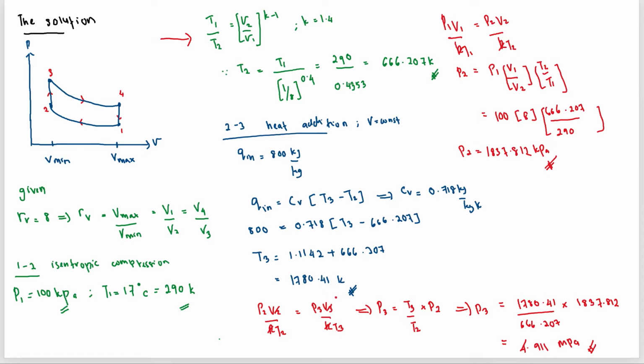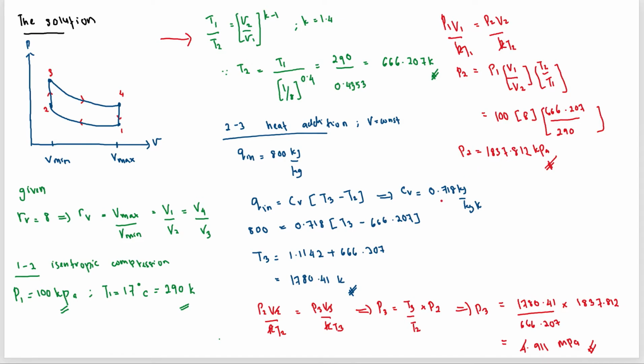To find P2, before I forget, here this is P2. For P1 and P2, I use the ideal gas equation. P1 V1 over R T1 is equal to P2 V2 over R T2. So I get P2 as this formula. V1 over V2 is 8 and T2 over T1 here. Then I get P2 as 1837.812 kilopascal.